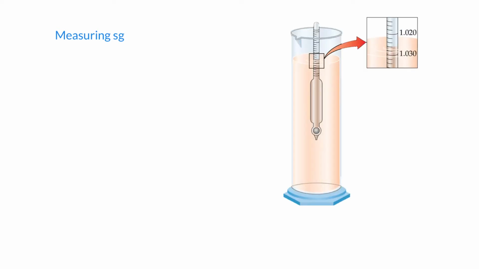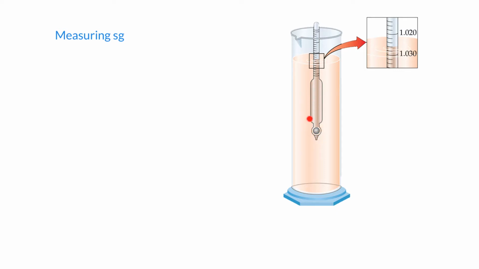So how do we measure specific gravity? Well, you might think we just measure the density, compare it to water and divide, and Bob's your uncle. But it turns out that we actually have a device called a hydrometer. And here's a picture of a hydrometer from your book. It's sort of like a thermometer in many ways, except it's got a lead weight at the bottom. So this is the hydrometer.